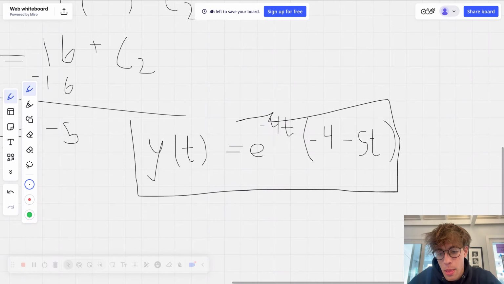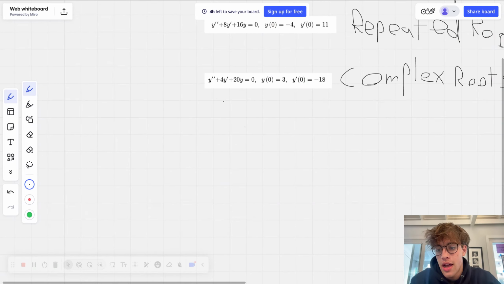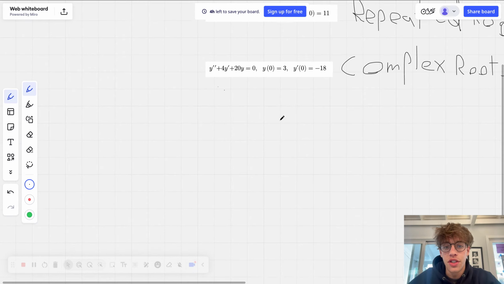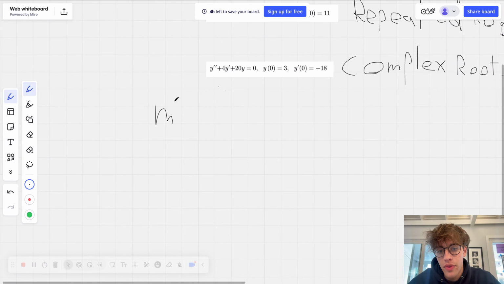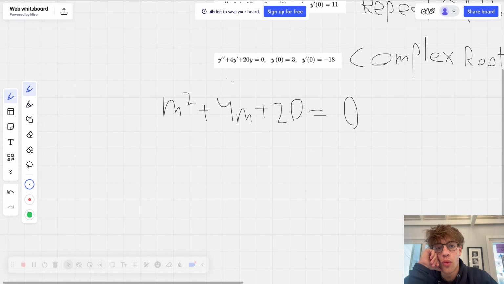All right. Now, next question. First, we have to find the characteristic equation, which we know is going to be m squared plus 4m plus 20 equals 0. Now we can't factor this. There are no factors that add to 4 and multiply to 20. So we'll use the quadratic formula.